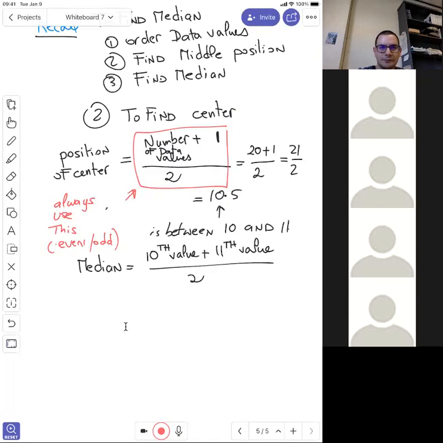I thought it was 10 and 11. No, I'm saying the median would be the 10th value plus the 11th value over 2. You need to find the 10th position plus the number in the 11th position, and then divide by 2. That gives 10.5.